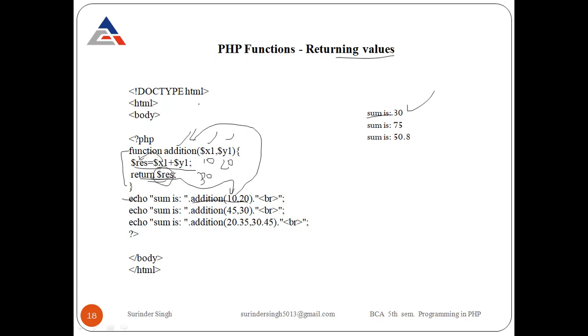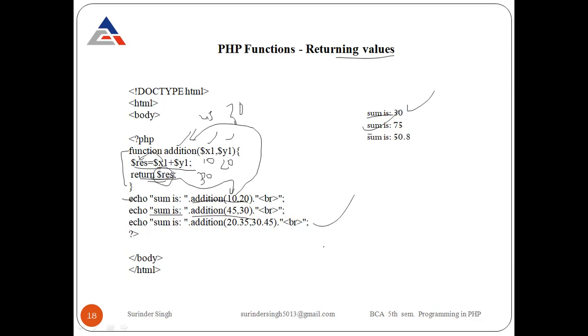Clear? Now in the second printing statement we are printing sum is, and here we are passing 45 and 30. Now 45 will be assigned to x1 and 30 will be assigned to y1, and this will add these numbers and store the result in the result variable. 45 plus 30, 75. It will print 75.